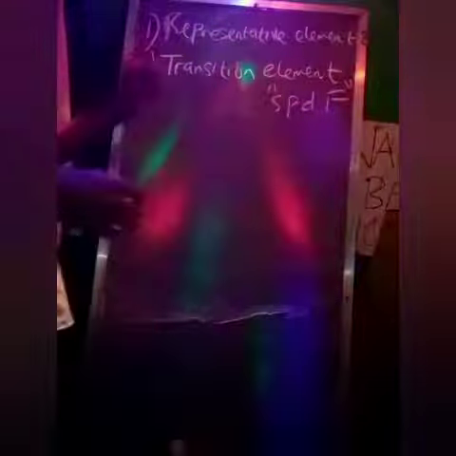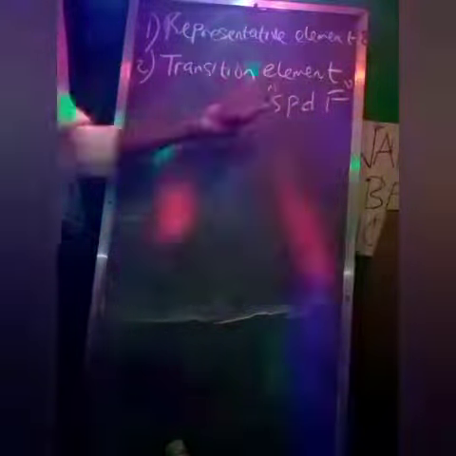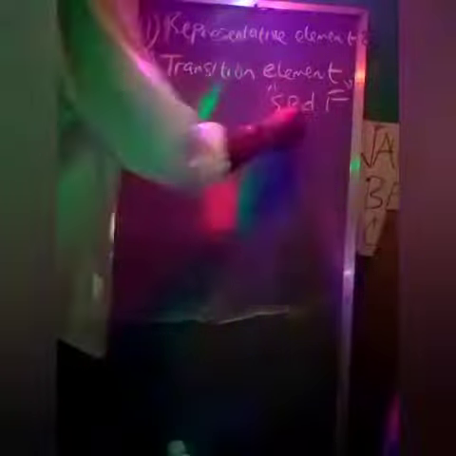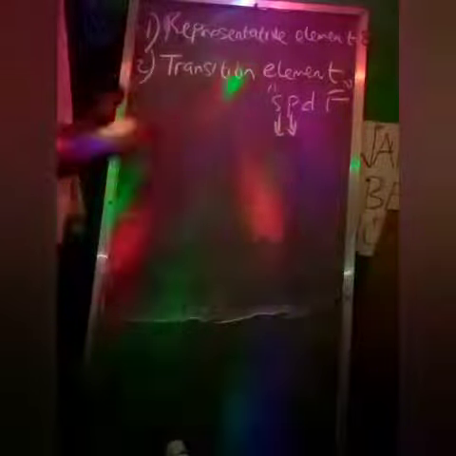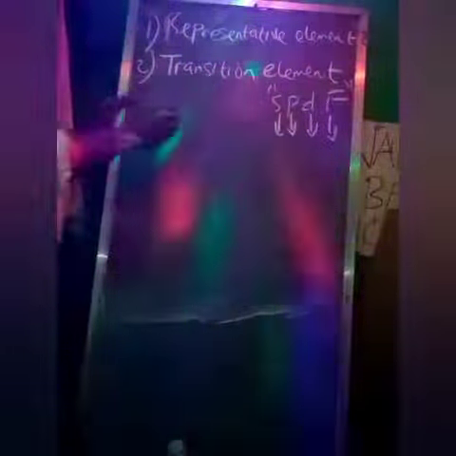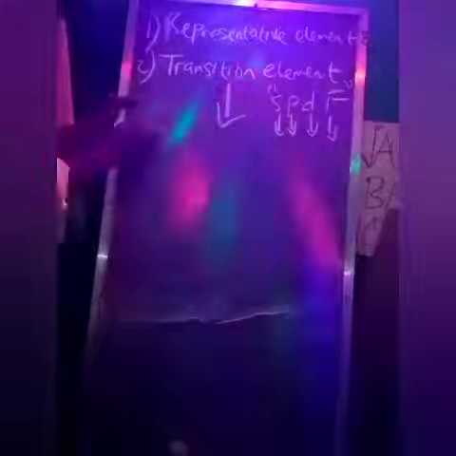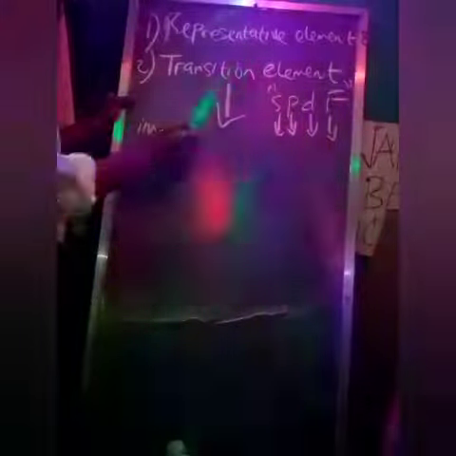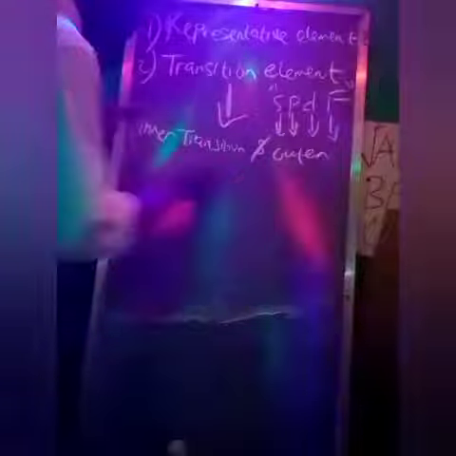So, elements having the outermost shell in the S and P orbitals, okay? S and P orbital are representative elements. Then elements having their outermost shell in the D or F orbital are transition elements. Under transition elements, we have inner transition and outer transition, okay?